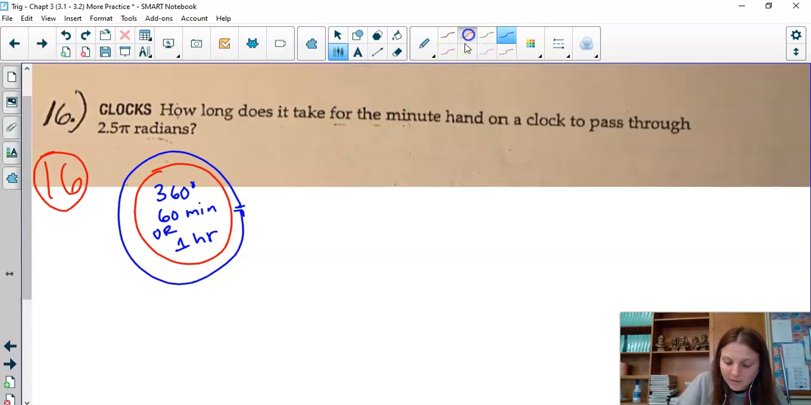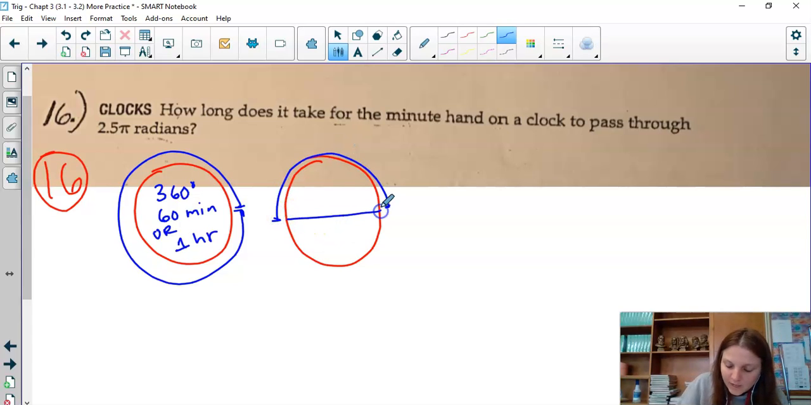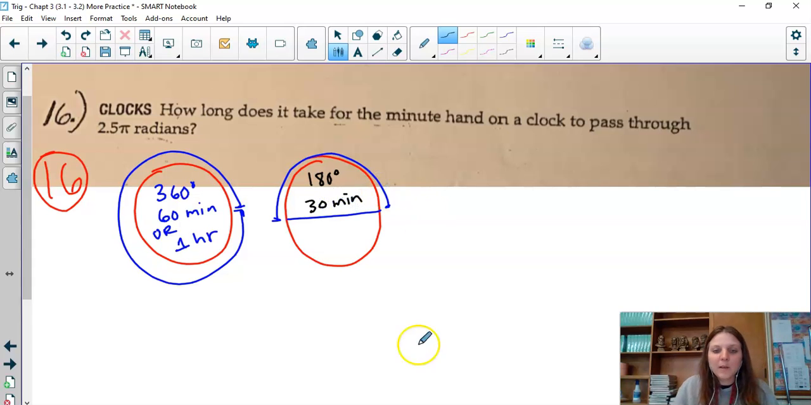Okay, next think about if I'm rotating half of the clock. We saw that if we rotate half of the clock, again, a clock would technically go this way. It doesn't really matter. If I rotate half of the clock, I've rotated 180 degrees, and 180 degrees was half an hour, 30 minutes. Okay, the other thing that we saw was the 15 minutes.